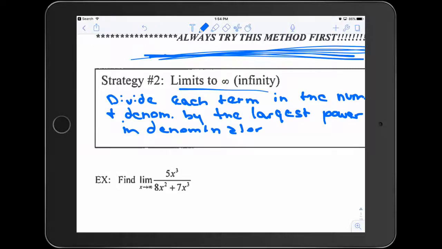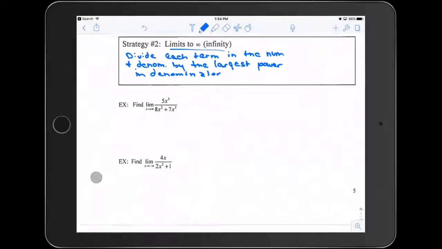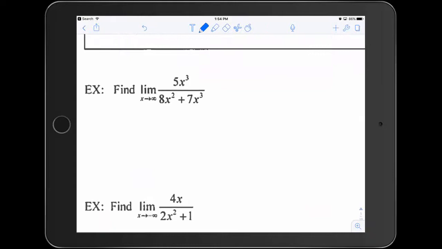But let me just show you what I'm talking about, and hopefully it'll ring a bell from what we did at the beginning of the year. So what we do is we look at this limit, and we're going to positive infinity, and I notice in the denominator I have x cubed. That's my, or the degree of 3 is my largest. I'm going to then divide this by x cubed, this by x cubed, and this by x cubed.